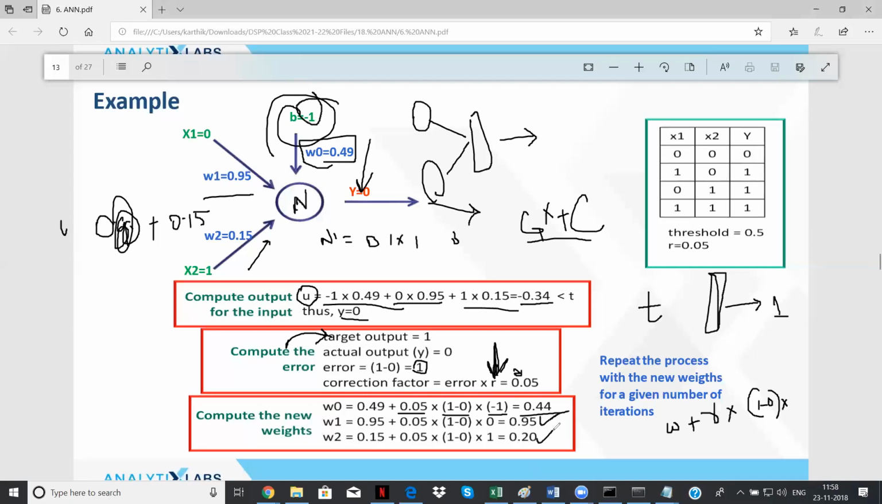Now I'll be using my new weights. Now I'll say 0.44 plus 0.05 multiplied by 1 minus 0 multiplied by again minus 1. I'll get my new weights. Again, I'll repeat this iteration. I'll repeat this iteration till I get my target output and actual output to be same.